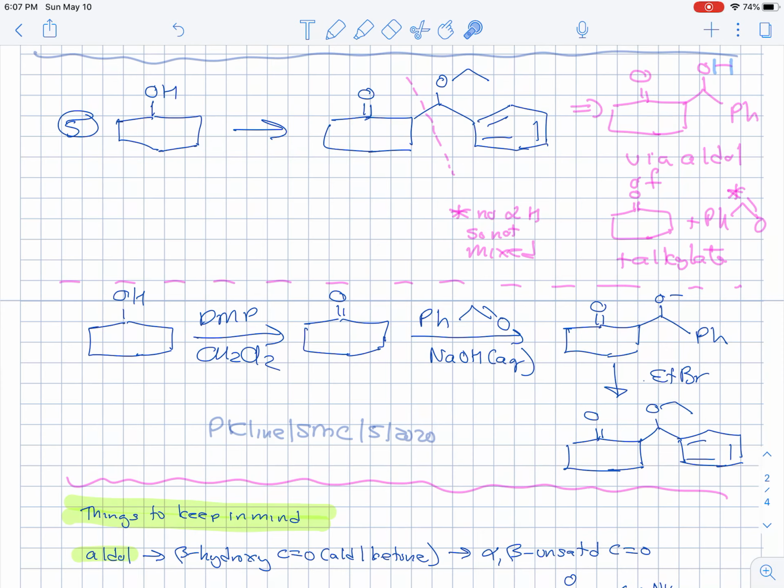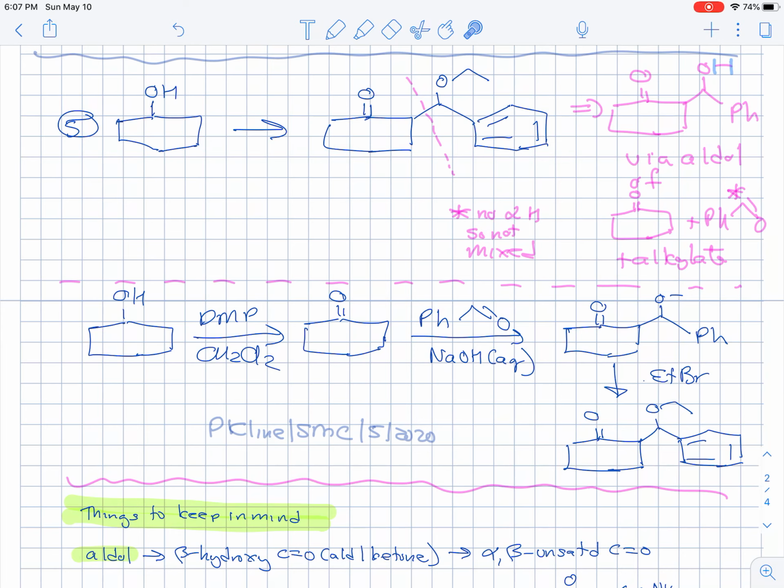So if the base is strong enough, we're going to get this as an intermediate, and then we could just directly add ethyl bromide to it. If you preferred, you could think about this as making this compound, and then you could remove that OH and then alkylate it with the ethyl bromide.